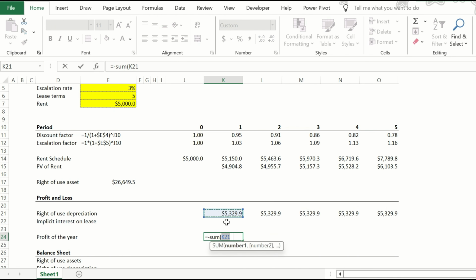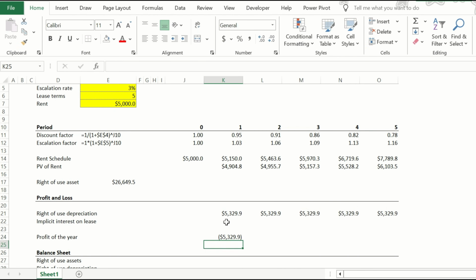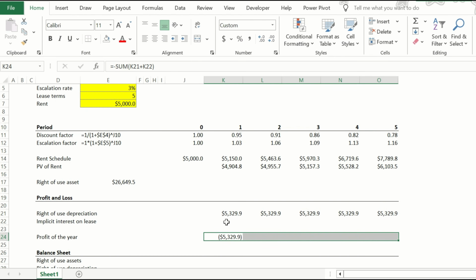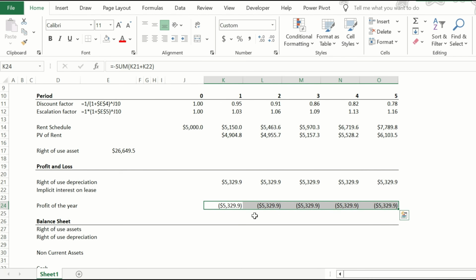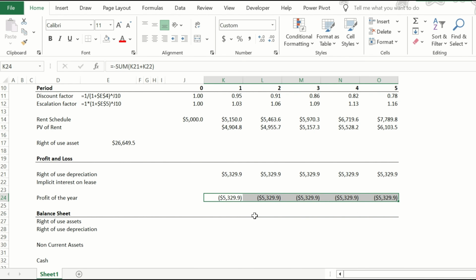So this plus our implicit interest. So this is our P&L number, right? And it's equal because we have assumed straight line depreciation. And again, just for simplicity, I'm not assuming any tax impacts in this example because we just want to see the impact of lease, how is it flowing to profit and loss and balance sheet. So that's the purpose. Now let's build the balance sheet.